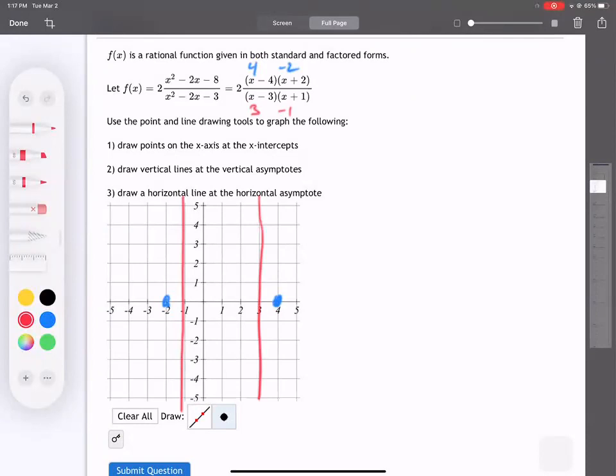Last part is what's a horizontal asymptote? Since we can look up here, and in this problem, they look like they're the same, right? The top exponent and the bottom exponent are the same. So it's really 2x squared over 1x squared.